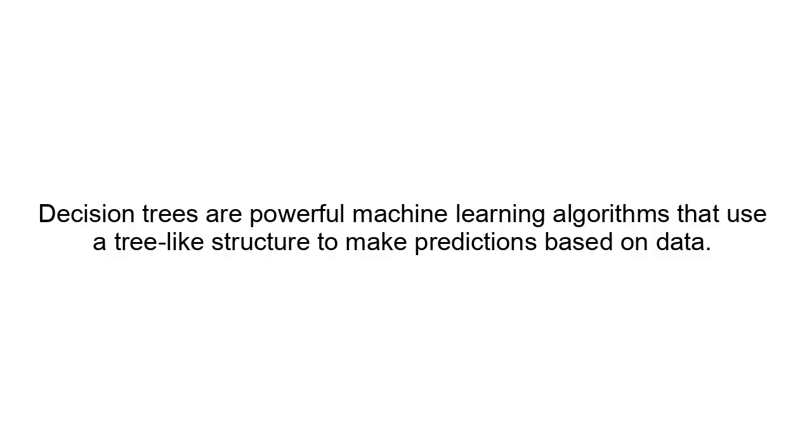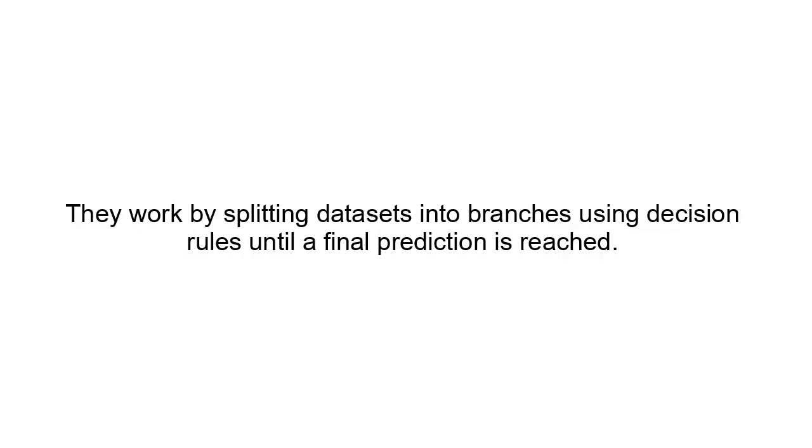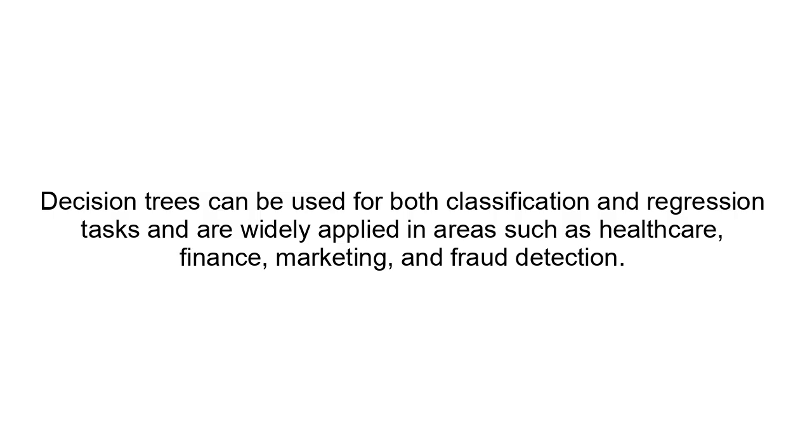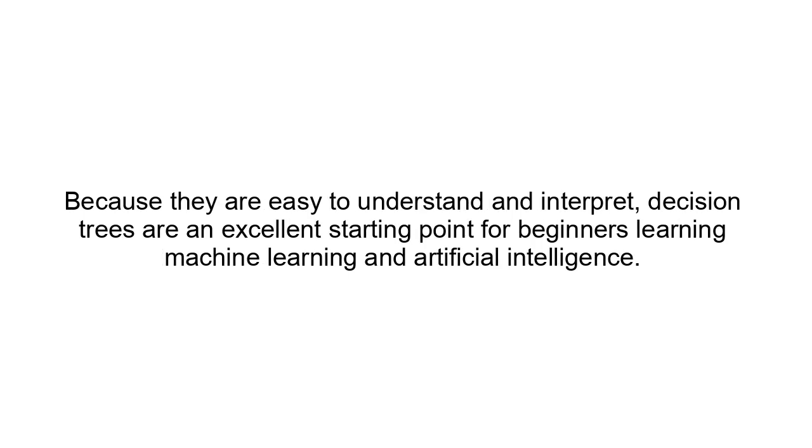Final summary. Decision trees are powerful machine learning algorithms that use a tree-like structure to make predictions based on data. They work by splitting datasets into branches using decision rules until a final prediction is reached. Decision trees can be used for both classification and regression tasks and are widely applied in areas such as healthcare, finance, marketing, and fraud detection. Because they are easy to understand and interpret, decision trees are an excellent starting point for beginners learning machine learning and artificial intelligence.